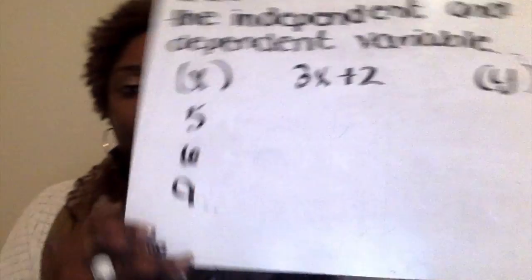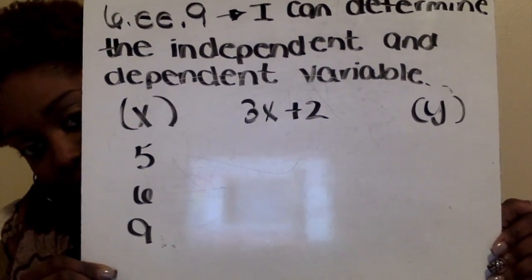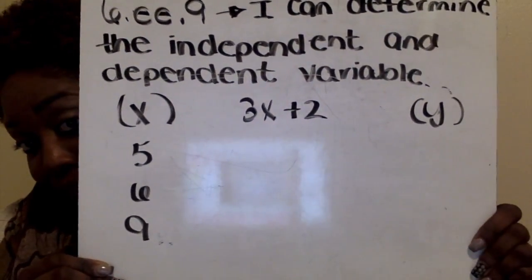So again, you're going to have the same concept: you have your input, which is your x, or also your independent variable. You have your output, which is your y. And the rule for this particular table is going to be 3x plus 2. Now, the inputs that I'm going to have here are 5, 6, and 9. It might be a good time to pause the video and fill out the rest of the chart.